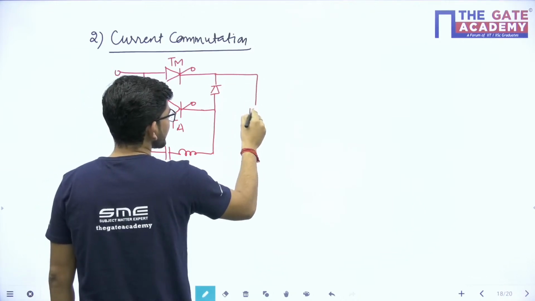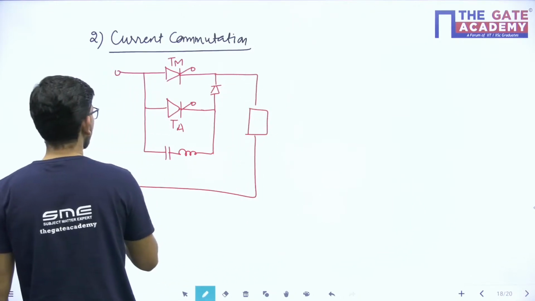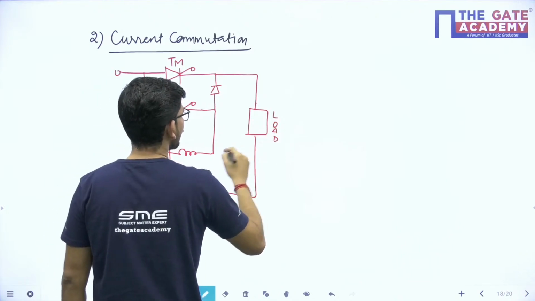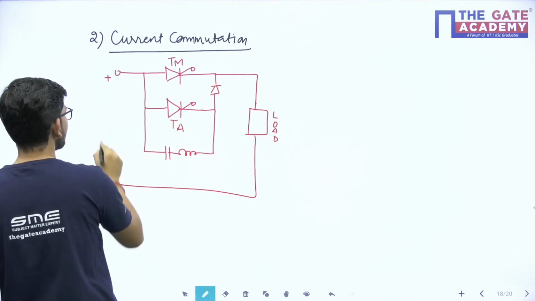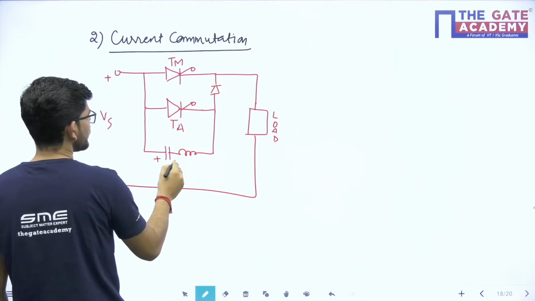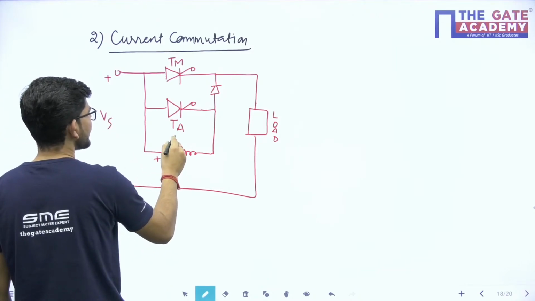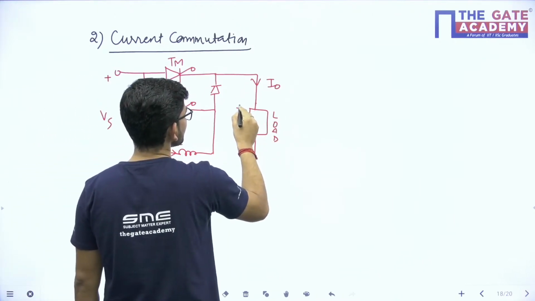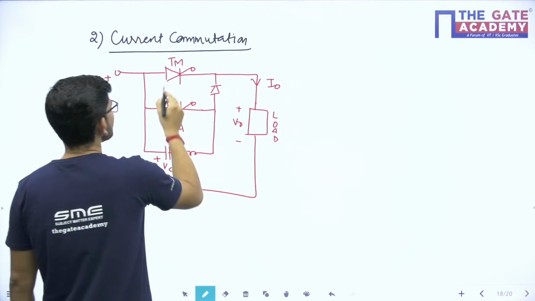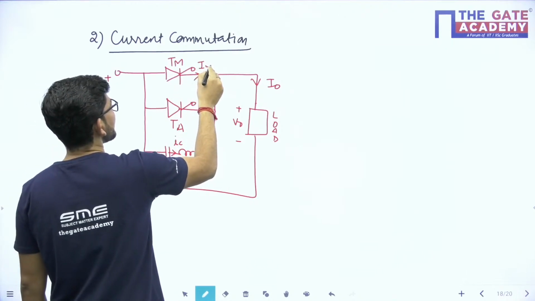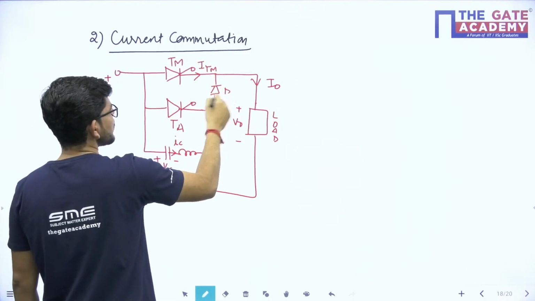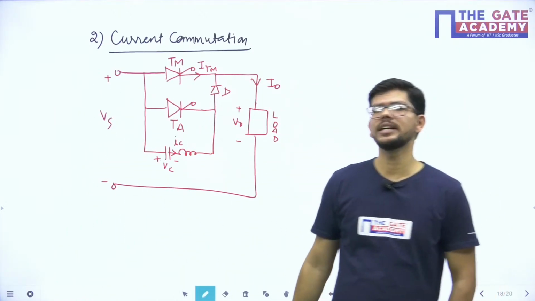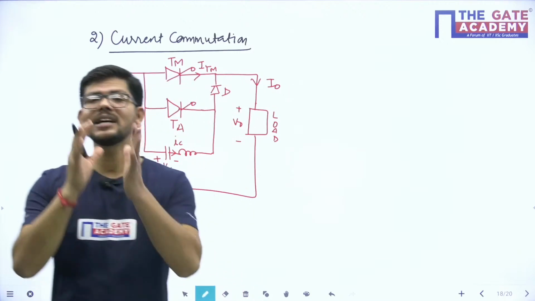Then this is connected to the load. So this is basically the load that we have. This is voltage Vs, this is Vc, and this current is Ic. This current is I0, this voltage is V0. This is the main thyristor current ITM. So this is the circuit popularly known as the current commutation circuit that we use to commutate the main thyristor.